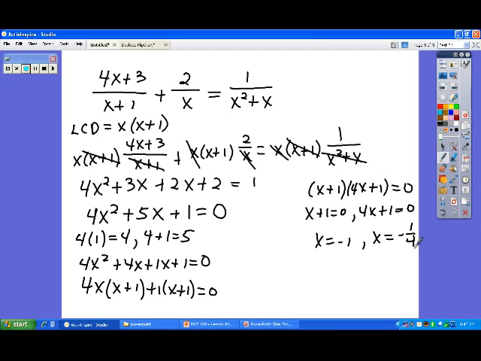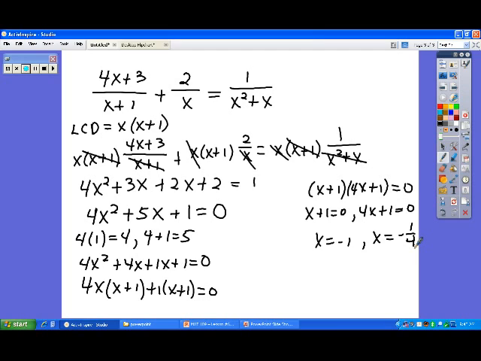Here, factor by grouping. If this coefficient is larger than 1, you take this number times that number, and then you want to find two numbers that multiply to give that and add to give that. Well, 4 and 1 multiply to give that. Do they add to give 5? Yes, they do. So I use 4 and 1 to break apart the 5 in order to give me 4 terms.